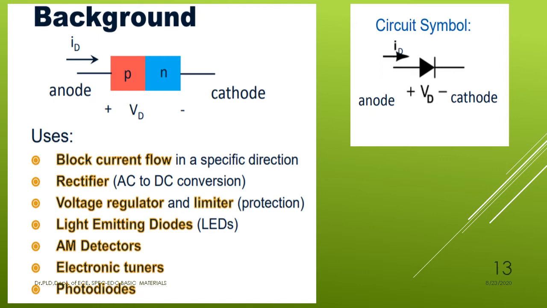Then another application of the PN junction or semiconductor materials is LEDs, light emitting diodes. The basic material you can use is gallium arsenide as a semiconductor. We use light emitting diodes as basic optical sources in optical fiber communication. Optical sources have two types: the light emitting diodes and lasers.